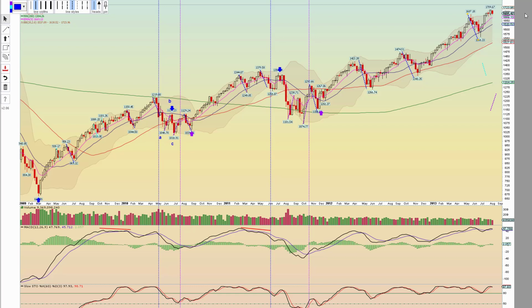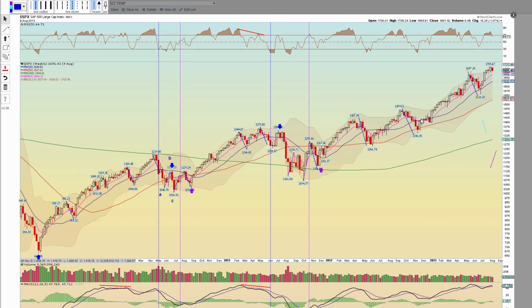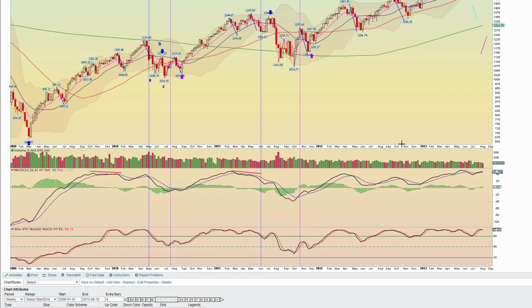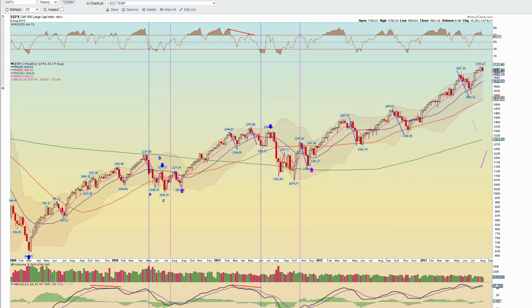So I could continue this on, but you could see how symmetry is just very useful here about noting your trends, giving you very objective analysis of the trend at hand, areas to buy, areas to sell, etc. So that's the S&P weekly. Again, we could continue this. Let's move on.